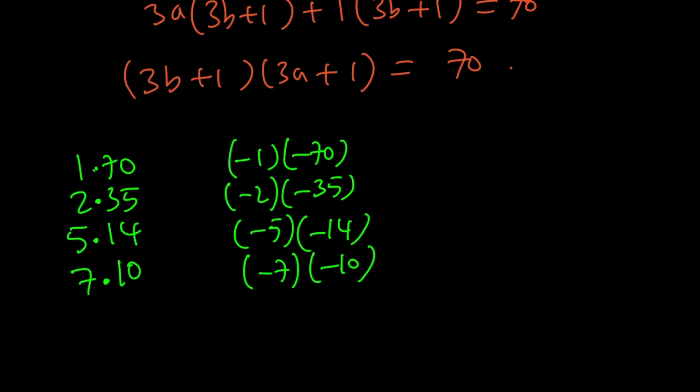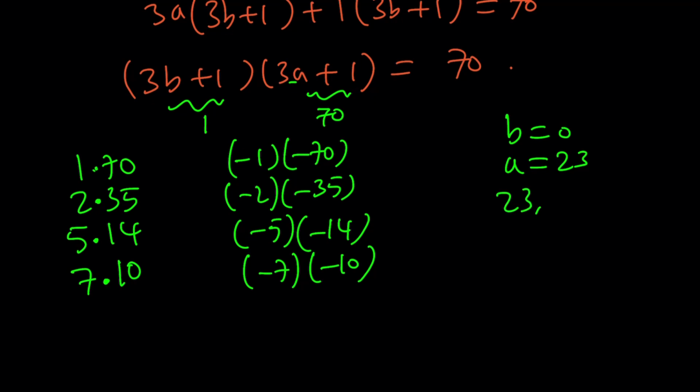Now, here's what we're going to look at. Suppose this is 1 and this is 70. Is that going to work? The answer is yes. Why? Because if you set them equal to 1 and 70, you get b = 0 and a = 23, because 3 times 23 is 69, plus 1 is equal to 70. Great.